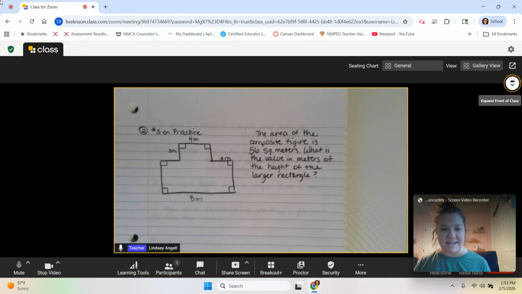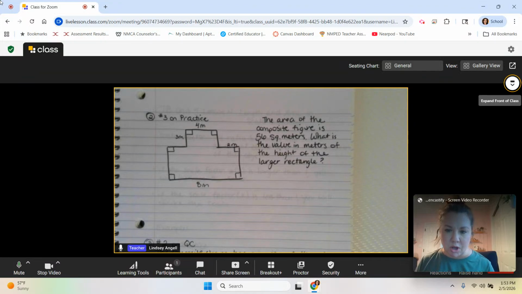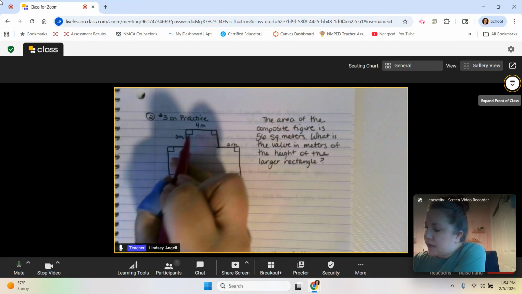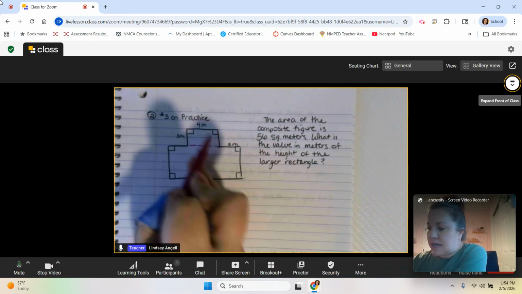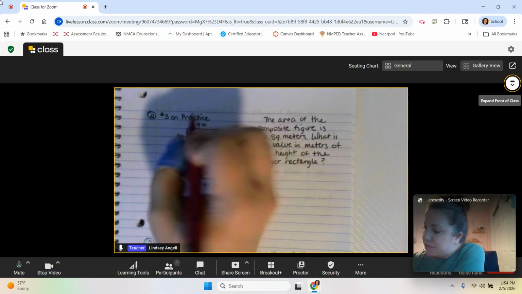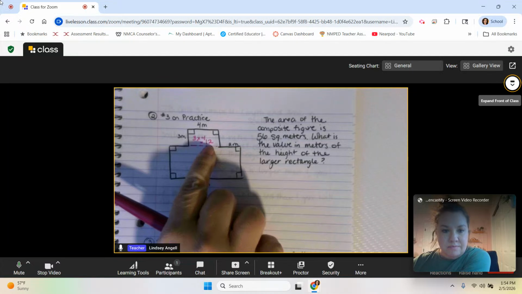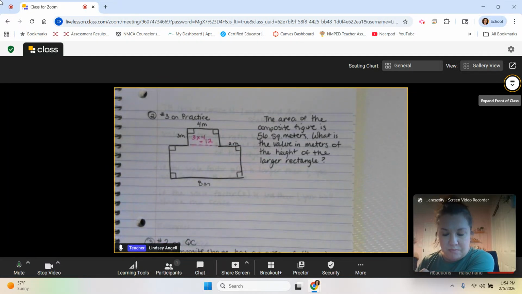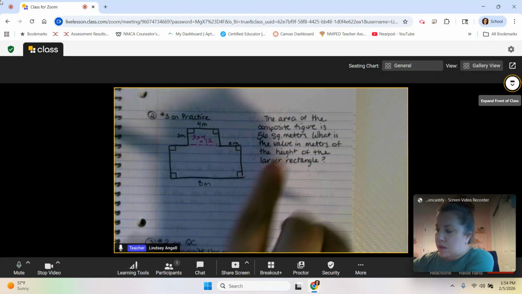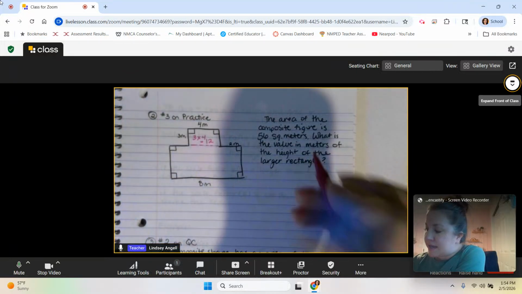All right, let's look at this next one. I chose this one because I felt like this one was a little more complicated. So we've got this composite figure. The area of the composite figure is 56 square meters. What is the value in meters of the height of the larger rectangle? So notice we're given both values of this tiny rectangle that we need. We have 3 times 4. So the area of this little guy is 12. Okay? So knowing that, and we know that the total area is 56, right?